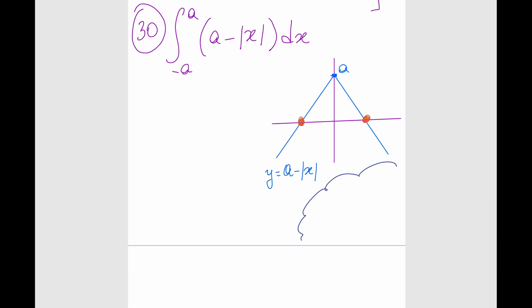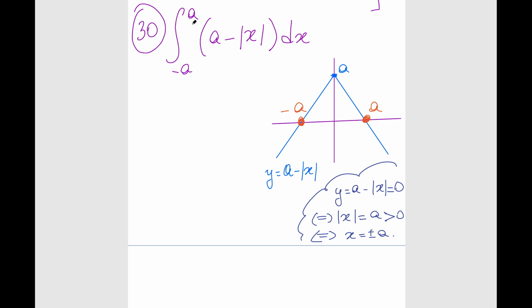Where does this function vanish? Where is y equals a minus absolute value of x equal to 0? Well, this equals 0 as long as the absolute value of x is a. And since a is positive, that means this happens when x is plus or minus a. Correct? So these are those points, plus and minus a. Okay, all right. So back to this.